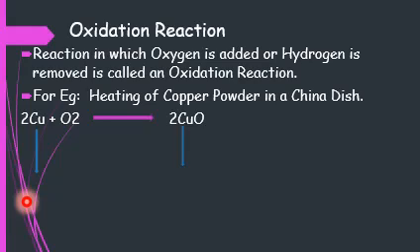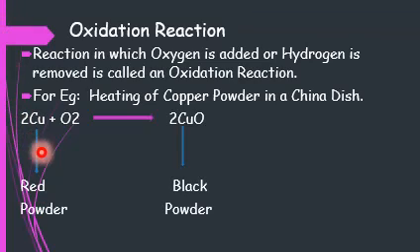Initially, this copper is brown or reddish-brown powder in color. When it reacts with oxygen, it gives us copper oxide, which is black powder. So if we study this reaction, we can see oxygen is added to copper and the product is obtained. That is how the name comes, oxidation reaction.